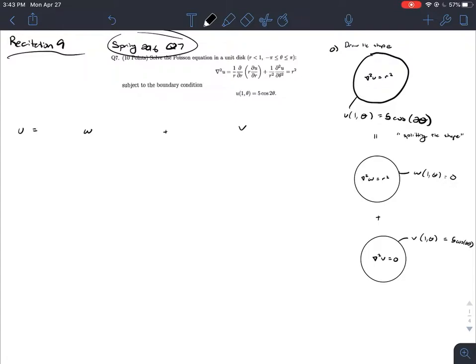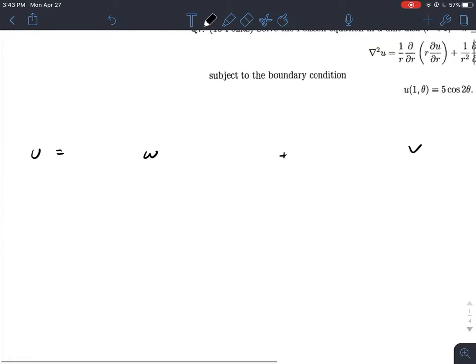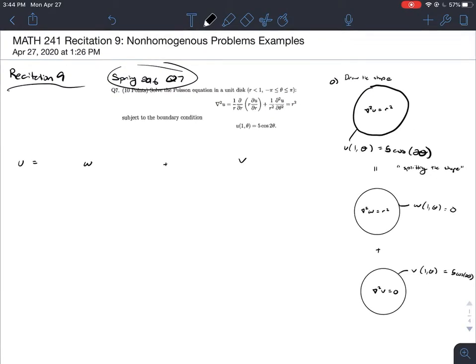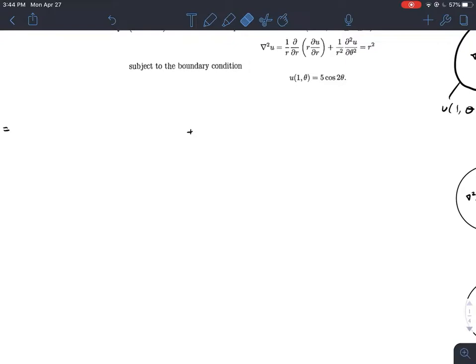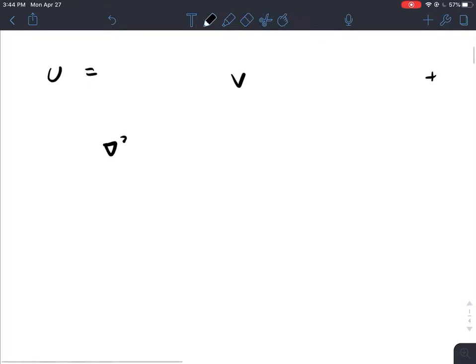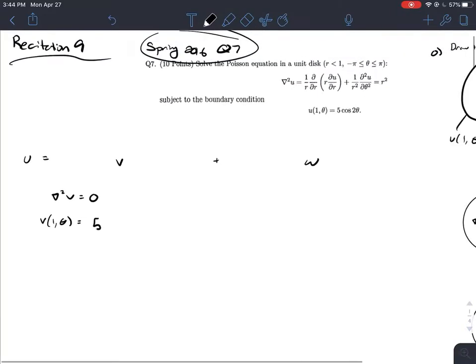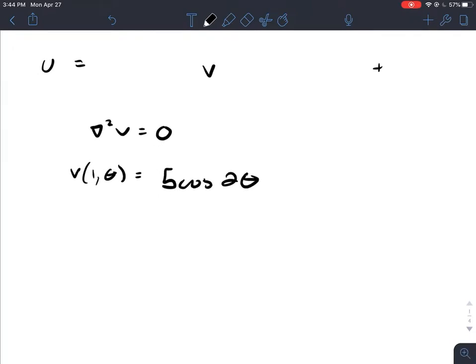Okay, so let's continue chugging along with this. Let's start off by solving the one that we actually know how to do. That's pretty clear, hopefully, and that's actually going to be V. Maybe I'll put V on the left-hand side because that's what we're doing first. Notice that the Laplacian of V is equal to 0, and also V(1, theta) is equal to 5 cosine 2 theta. We know how to solve this problem. This is just a Laplacian problem with a non-homogeneous boundary condition.